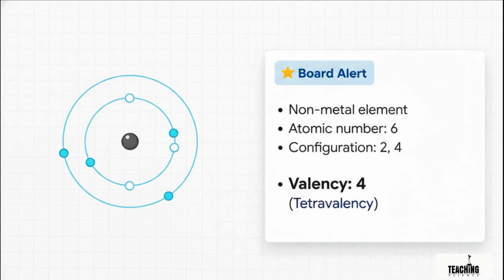Carbon is a nonmetal. Its atomic number is 6, meaning it has 6 electrons total. If we distribute those, 2 go in the first shell and 4 go in the outermost shell. That gives it an electronic configuration of 2, 4. Now, because it has 4 electrons sitting in that outermost shell, its valency is 4. We call this tetravalency. And this tetravalency is the entire secret behind why carbon behaves the way it does.